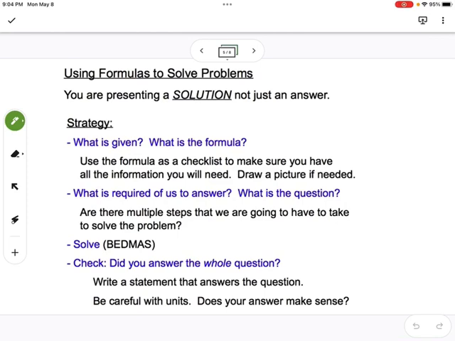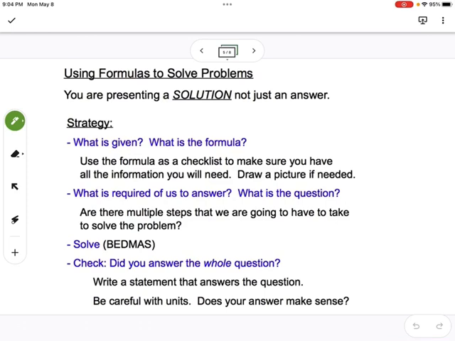What is the question? Are there multiple steps that we are going to have to take to solve the problem? We're going to have to use BEDMAS, and then check, did you answer the whole question? Write a statement that answers the question. Be careful with units. Does your answer make sense?